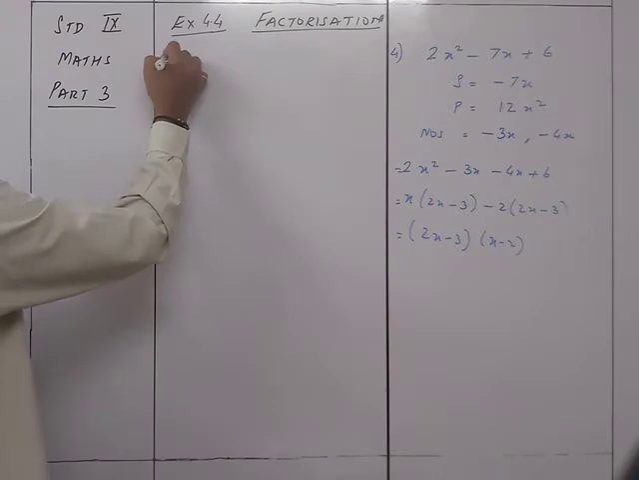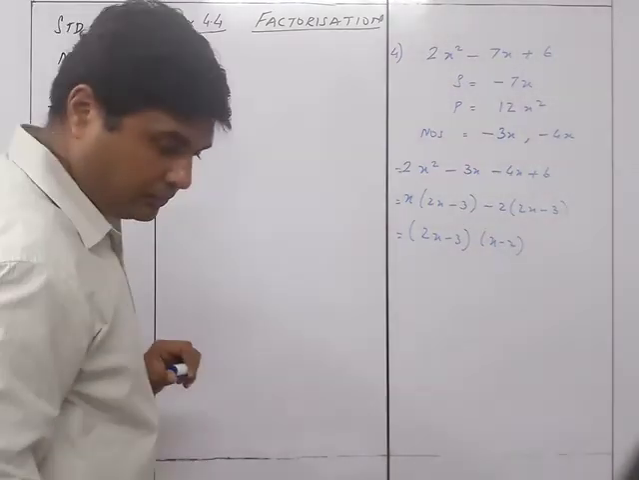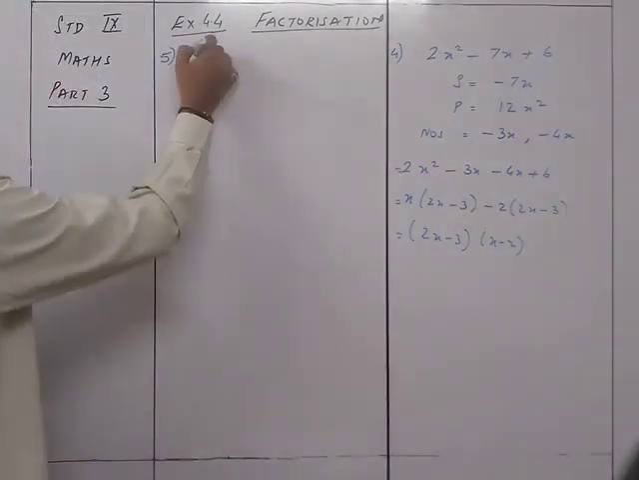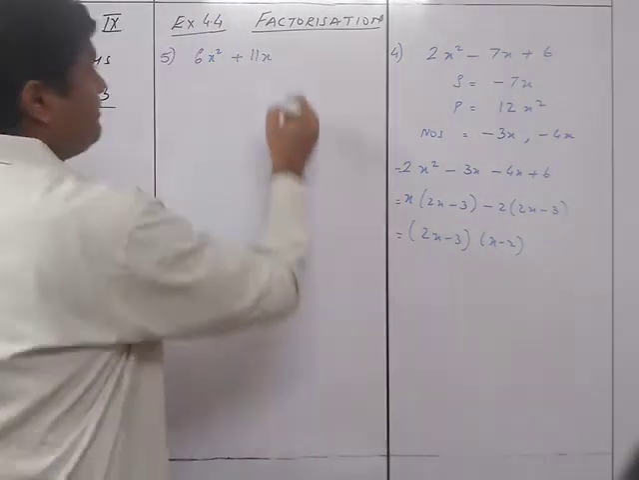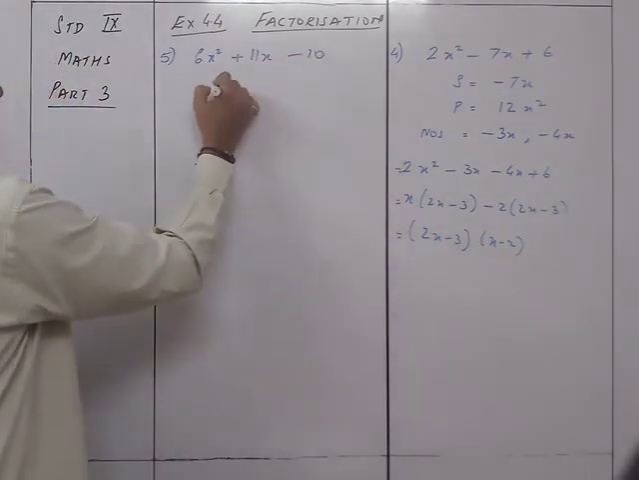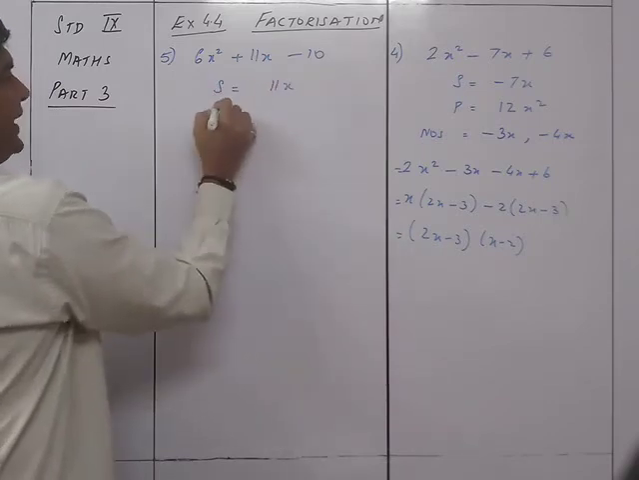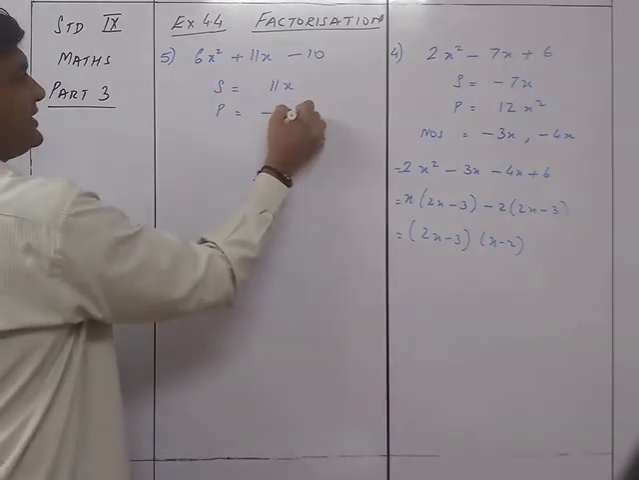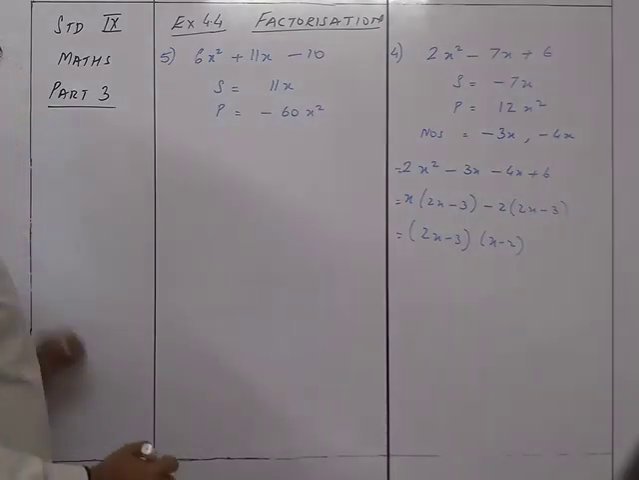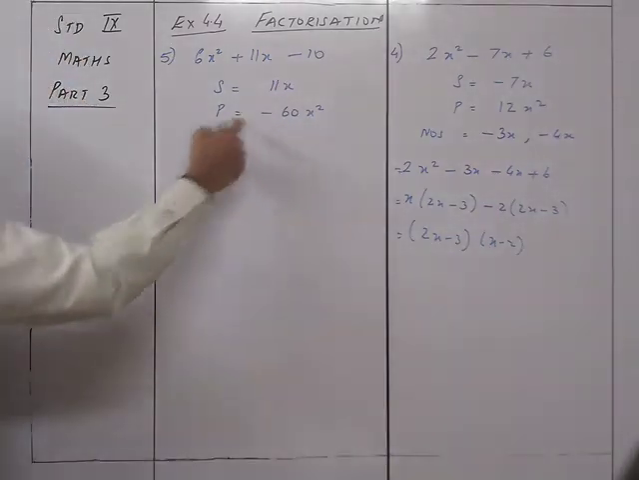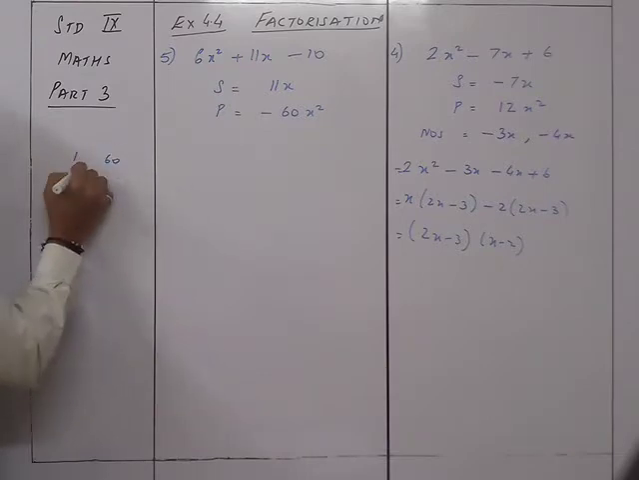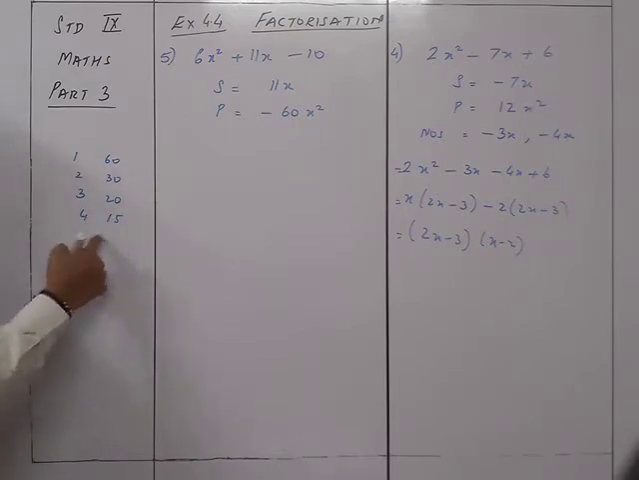Next is question number 5. It is 6x square plus 11x minus 10. So sum is equal to 11x and the product is equal to minus 60x square. Okay, minus means one bigger and one smaller. 60 is 1 and 60, 2 and 30, 3 and 20. Okay, 4 and 15. Yeah, 4 and 15 is the right thing we wanted.